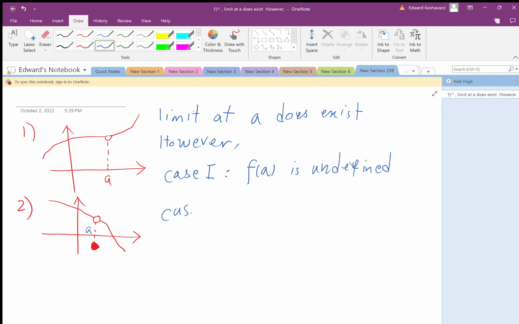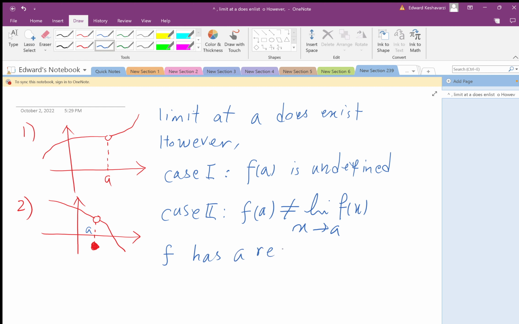And in case 2, f of a is defined, but f of a is not equal to limit of f of x as x approaches a. So in these two scenarios, we call point with the x coordinate of a removable discontinuity. So f has a removable discontinuity at a.